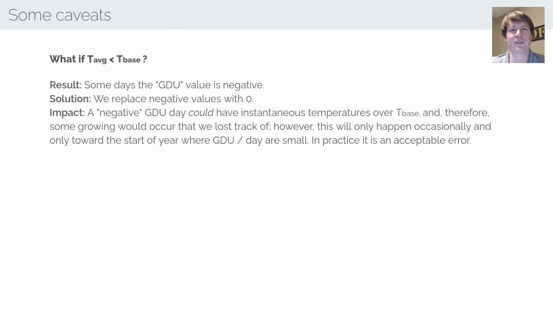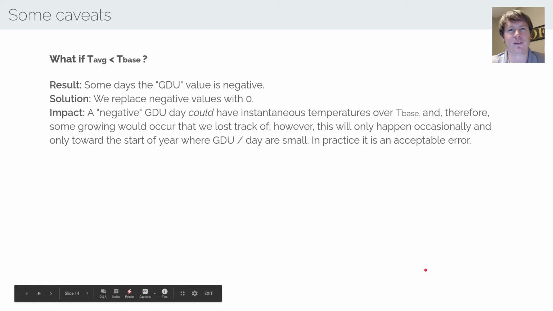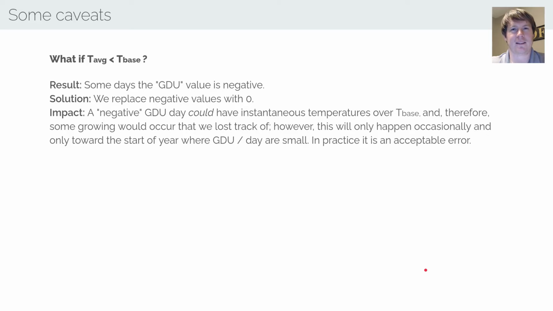Now there's some issues. For example, what happens if T average is less than T base? In this case, this will be negative, and we have negative GDUs. But we know that just because it's cold, the plant doesn't shrink, doesn't grow backwards, right? Well, it turns out this is pretty rare. It's not going to happen very often. It's probably only going to happen very early in the season when it's still kind of chilly out. And we just call those negative days 0. That's just a heuristic that we use, and it's how everyone applies them. It really doesn't have any large impact. It's not a problem in practice.